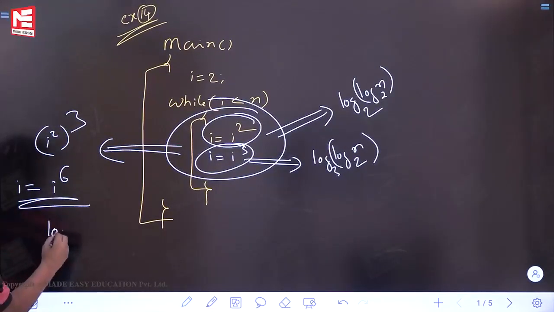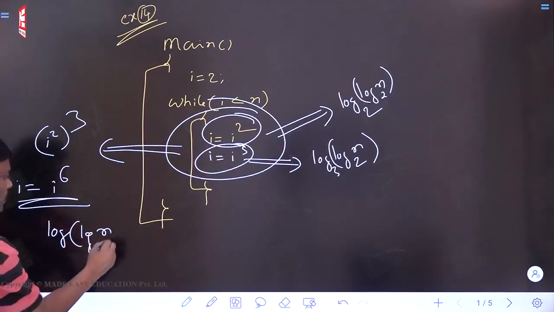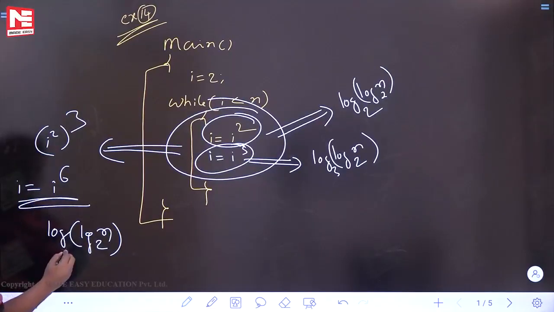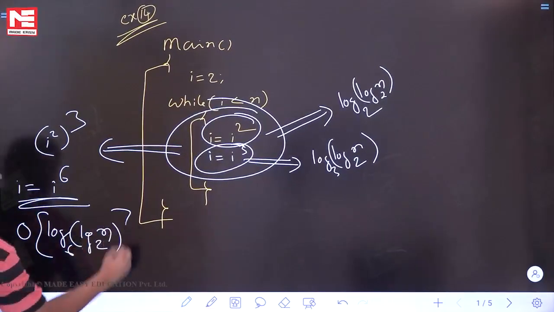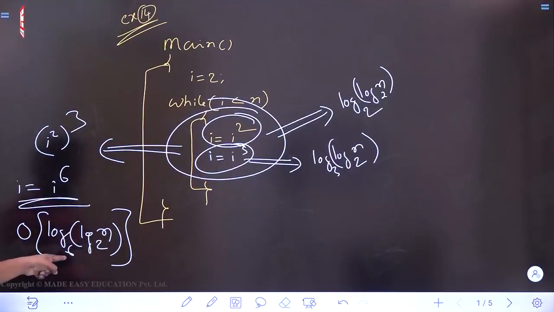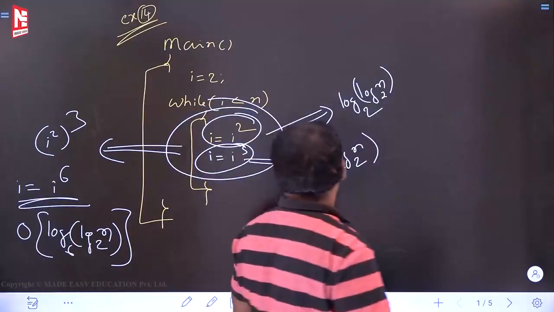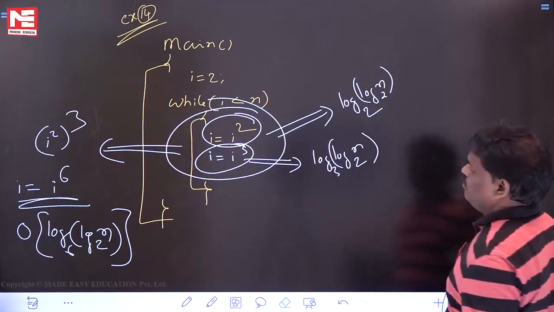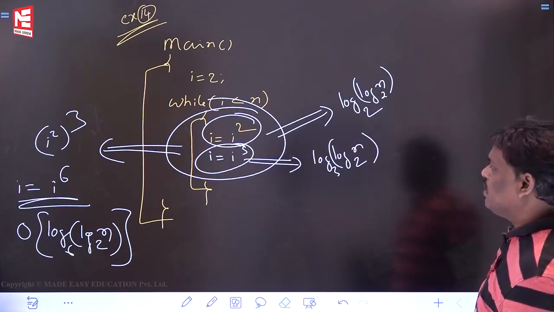What is the answer? Log of log n, right? Inner one is going to be base 2, outer one is going to be base 6. This is the answer for this. If both combinedly, this is the answer. Only first one, this is the answer. Only second one, this is the answer. I am thinking that you are absolutely fine.